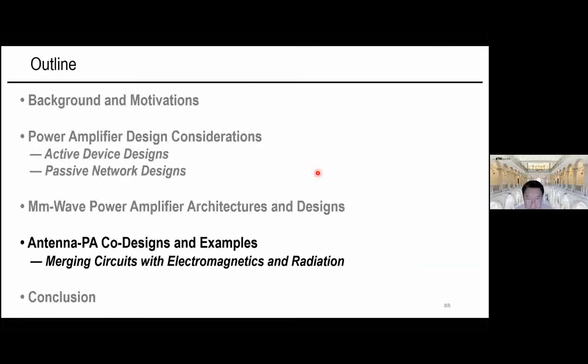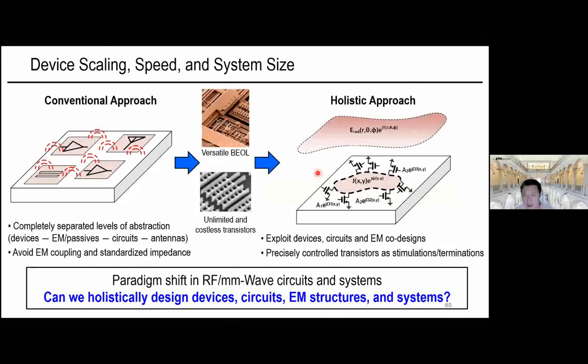Yeah, okay. So next I want to give a very brief summary about antenna-PA co-design examples. I want to focus on the principles and show you why this is important and why this is interesting. So conventional millimeter-wave and microwave circuit designs are designed with very separate levels of abstraction for devices, EM structures, circuits, and antennas. In particular, the circuit designer designs the circuits, and the antenna designer designs the antenna, and we only talk to each other through a standard 50 ohm interface.